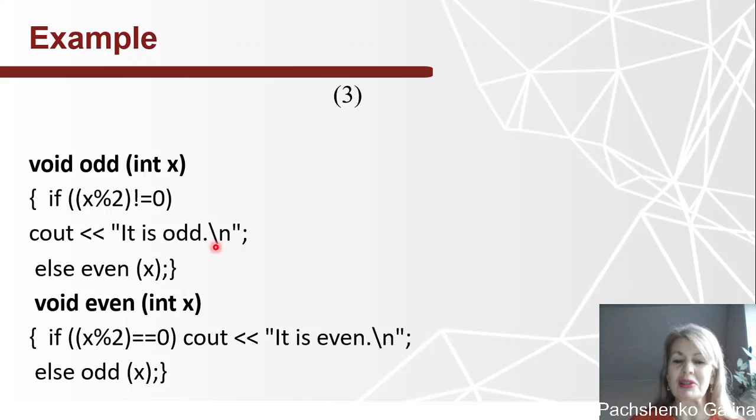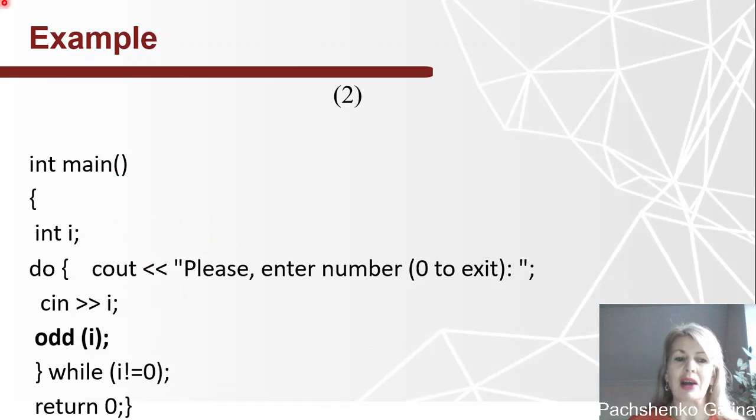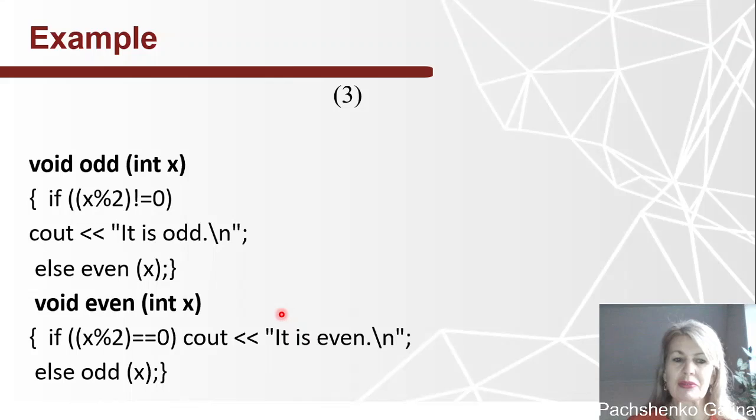Else, for example, next in our do-while loop, I put 8. 8 is even. So 8 modulo 2, the remainder is 0. So I check the condition: 0 is not equal to 0. No, it's false because 0 is equal to 0. So I go to else even.